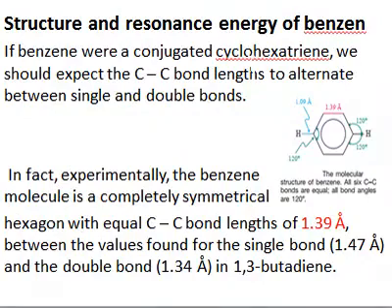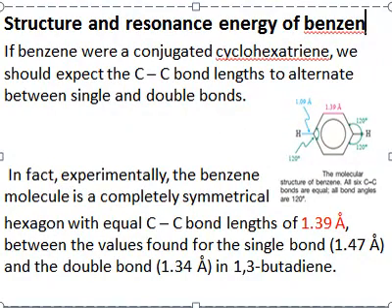So let's consider firstly that if benzene were actually cyclohexatriene, right? Just for the time being, we are imagining that benzene is a conjugated cyclohexatriene system. In that case, we must have some alternation of single and double bonds in benzene. We must have a double bond, then a single bond, and a double bond here.